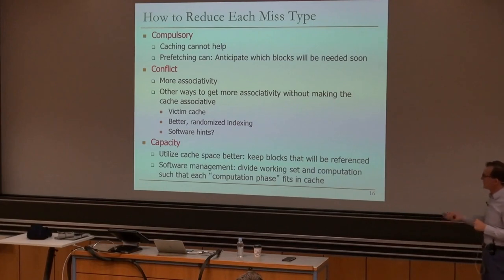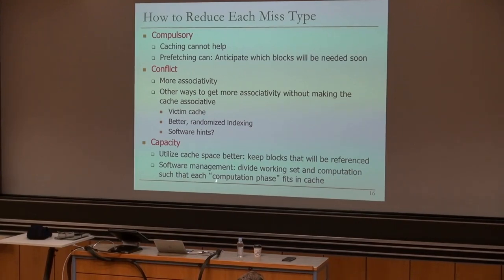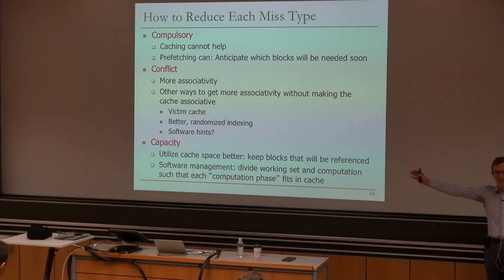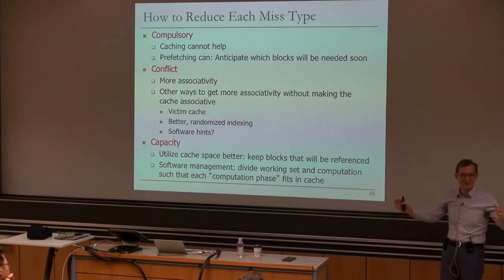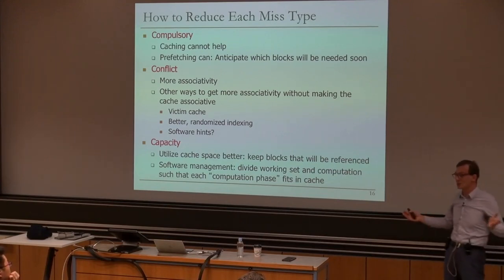Right. And also, I think software management is a special case of utilizing this cache space better. You can actually make use of your capacity much better by, for example, more intelligently dividing your working set and computation such that each computation phase's data fits into the cache, right? As opposed to working with a huge matrix and bringing a row, let's assume you're doing matrix multiplication, and each row and column, basically you're multiplying, right? You're taking a dot product of that. Let's assume even a row is greater than your cache. It makes no sense to actually bring that row and multiply it with the column and go to the next row and next column. Because if you do that, your cache is essentially useless.